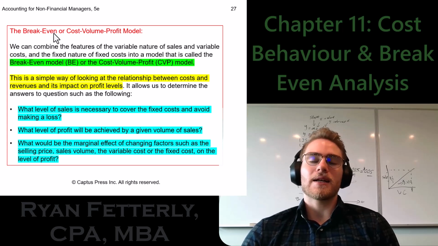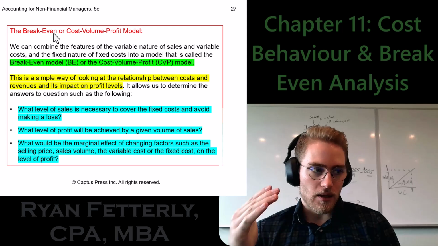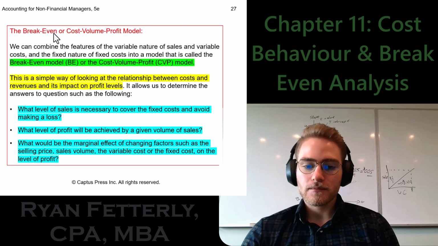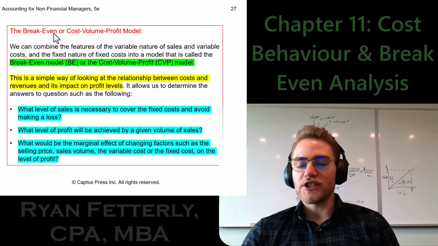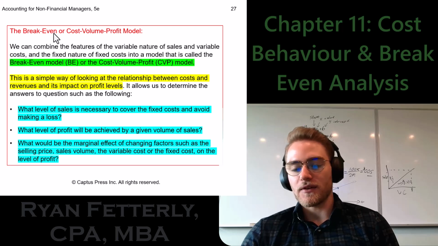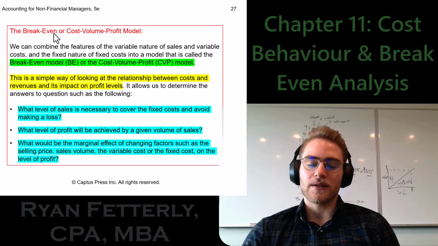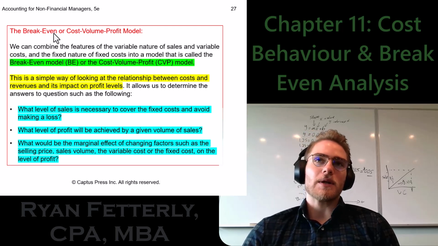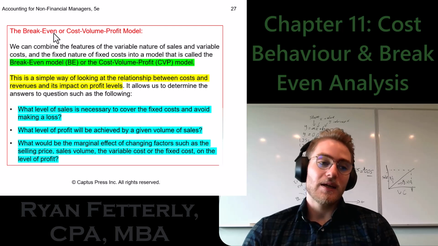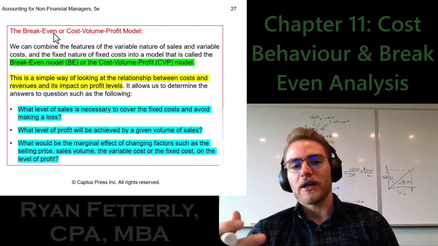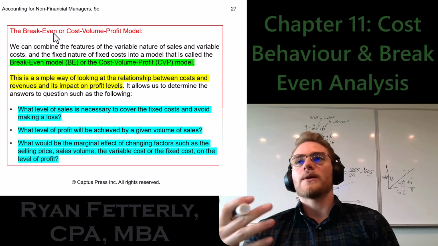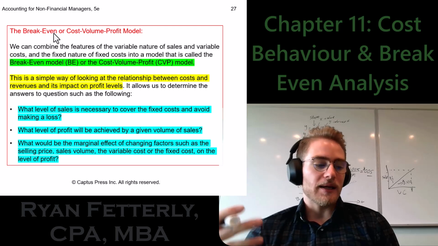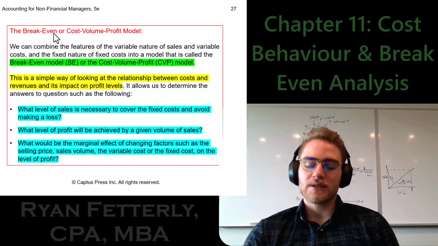And you can understand how much your profit increases when you take on additional levels of unit sales, right? And then what would be the marginal effect of changing factors such as your selling price, your sales volume, your variable costs or your fixed costs on the level of profit? So if I have less leverage and less fixed costs in my operations, how much more profitable can I be? If I could shave 5 cents off my cost per unit, what impact would that have on, say, selling 200,000 units? And what would be my bottom line as a result? This can answer all of those questions.